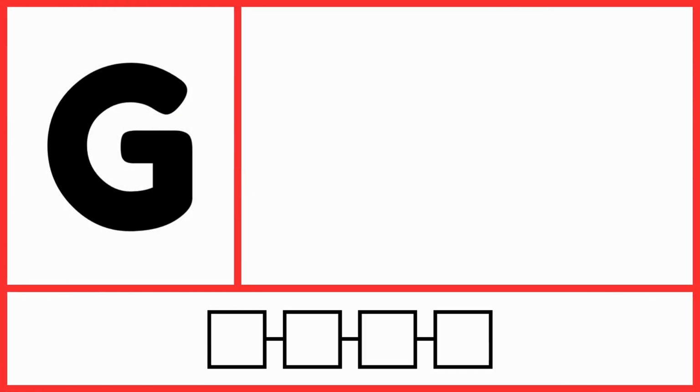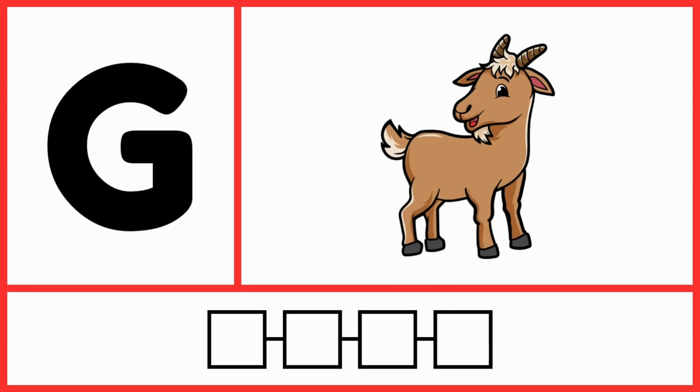G. G is for goat. Let's spell it. G, O, A, T. G is for goat.